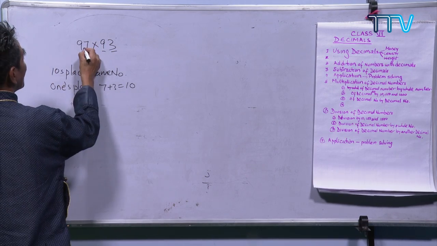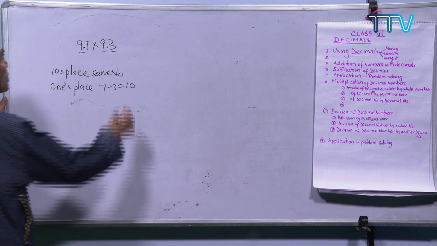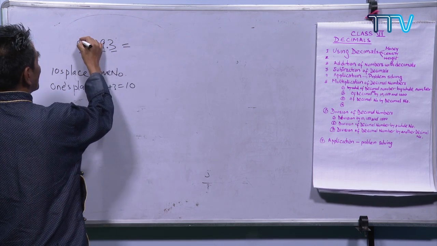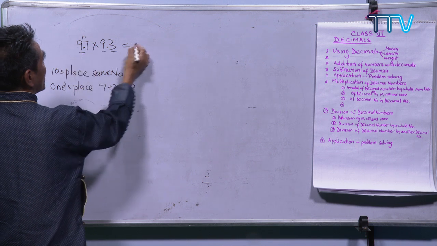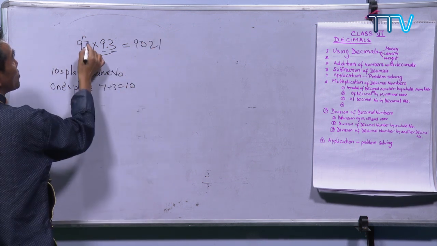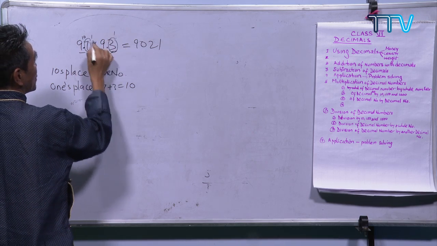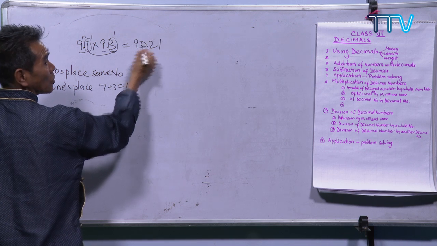Take one example: 9.7 multiplied by 9.7. Okay, you write 9 plus 1, 10. 10 times 9 is 90. And 7 times 3 is 21. And the decimal point goes in this place. So you get the total 9021.